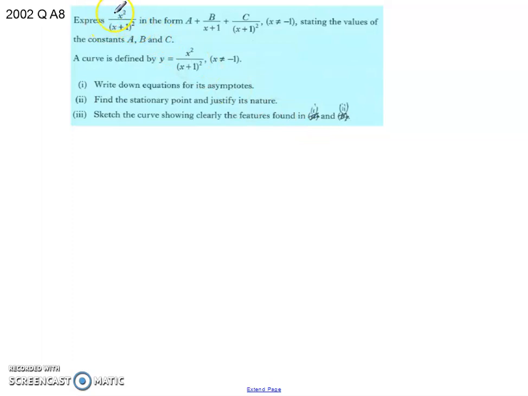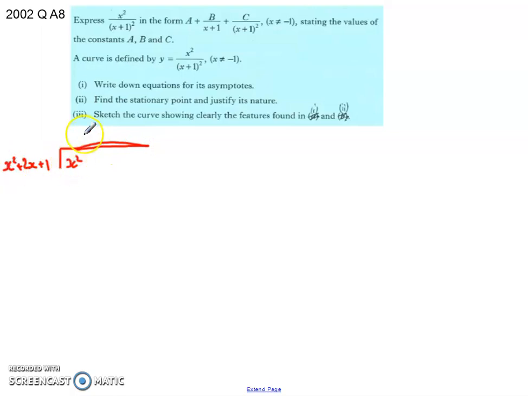So first one, write it in terms of partial fractions. Top and the bottom have the same highest power, so we've got to do some algebraic long division. So in this case, we are dividing the top, which is x squared, by the bottom, so x plus 1 squared. Multiply out that bracket. What we'll get is dividing it by x squared plus 2x plus 1. And we should remember by now how to do algebraic long division.